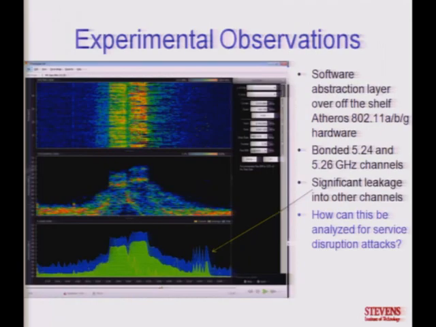We did some experiments on this. So what we did was we took some 802.11 wireless LAN stations, which were running on the 802.11 ABG hardware, and we bonded the 5.24 and 5.26 gigahertz channels, right? And we saw what was happening in the 2.4 gigahertz.